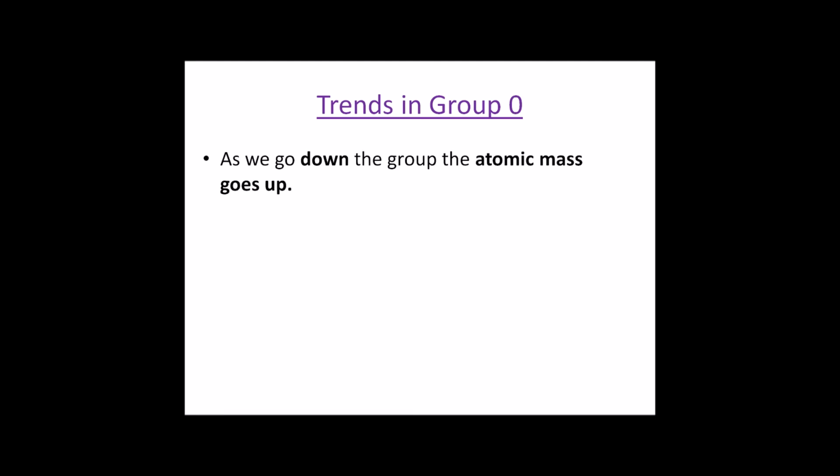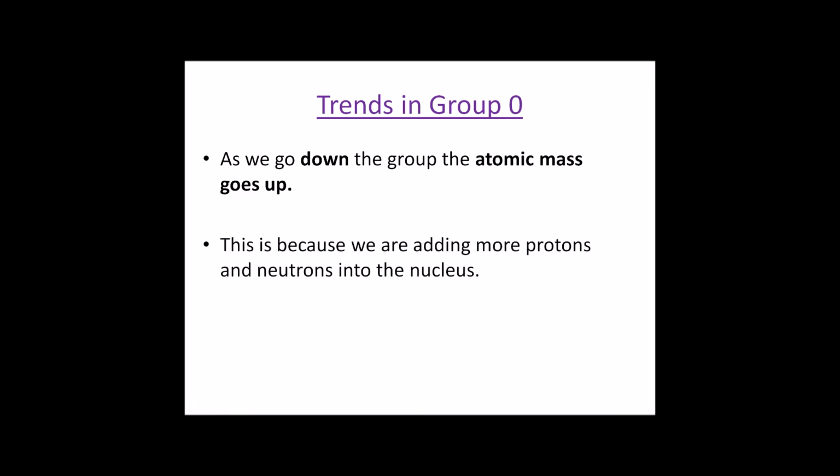As we go down the group, the atomic mass goes up. So as we go down the group, starting from the top in helium, moving our way down to radon, the atomic masses go up. And this is because we're going to be adding more protons and neutrons into the nucleus, and they are what gives an atom its mass, or certainly most of its mass.